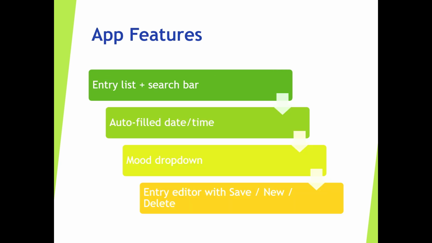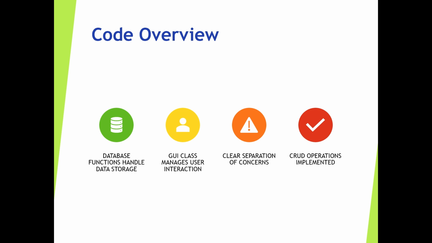The app features an entry list and search bar on the left side. Each entry is autofilled with the date and time. There's a mood dropdown where you can choose your mood, and the entry editor itself, which is on the right side, where you can add a new entry, update, and delete. The code is divided into two parts, the database functions and the GUI class.